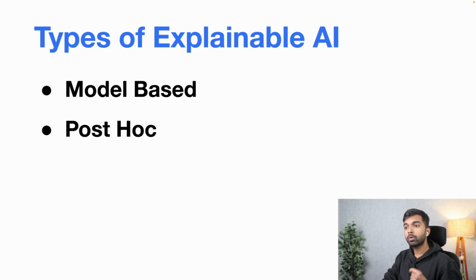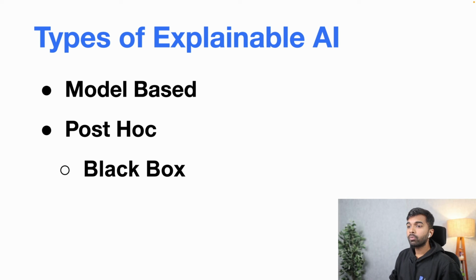And again, within post hoc explainable AI techniques, we have a couple of ways. One is a black box technique. The black box technique does not look at the model in any way whatsoever. It simply looks at the inputs, it looks at the predictions, and then you do something with them to figure out which features have impact on which predictions, or how much of an impact on the prediction, and so on.